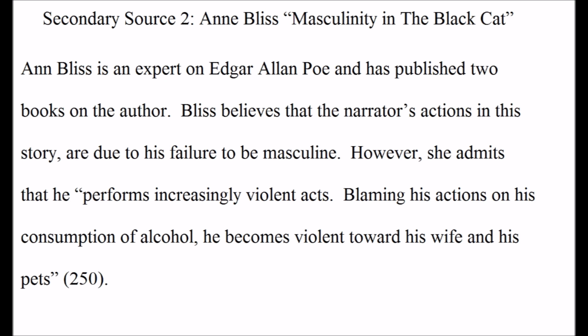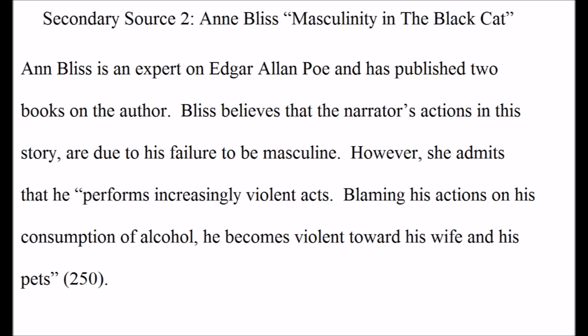She tells us Anne Bliss is an expert on Edgar Allan Poe and has published 2 books on the author. Bliss believes the narrator's actions in this story are due to his failure to be masculine. However, she admits that, quote, he performs increasingly violent acts, blaming his actions on his consumption of alcohol. He becomes violent toward his wife and toward his pets.